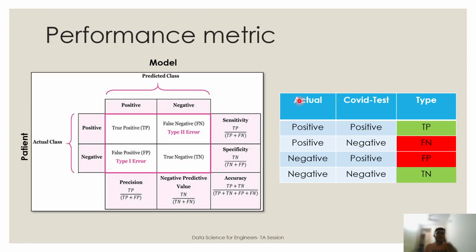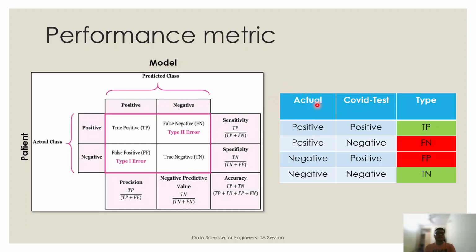So assume there are four possibilities. Actually, the patient might be positive or negative. Okay, so those are the two possibilities. Then, if you perform the COVID test, there are two possibilities. Your COVID test either comes a positive test or it comes a negative test. So with positive and negative for both actual and the COVID test result, it divides into four combinations.